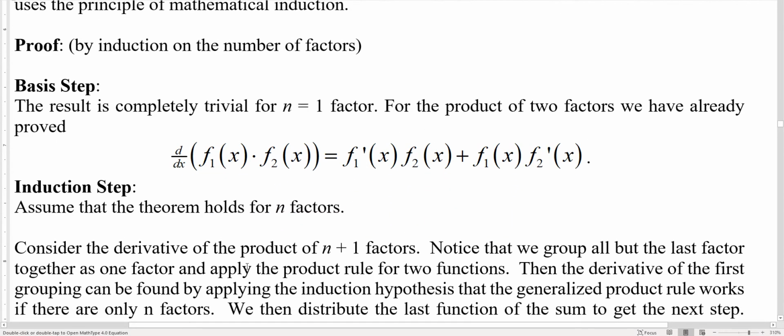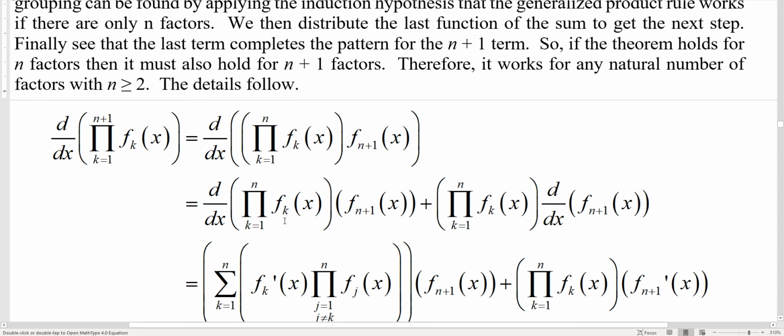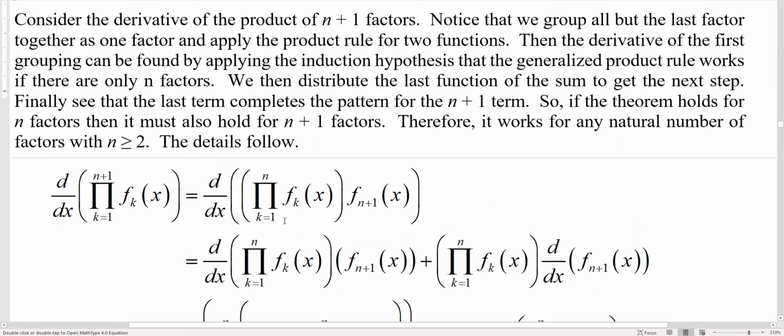Formally, we can prove this in general by induction on the number of factors. The result is completely trivial for n equals 1 factor, and the product of 2 factors we have already proved. The derivative of f1 of x times f2 of x is f1 prime of x times f2 plus f1 times f2 prime. That's a little bit different order than I usually write it, but it's the same thing. And we assume that the theorem holds for n factors, and we want to consider the derivative of a product of n plus 1 factors. So this is all writing this out.